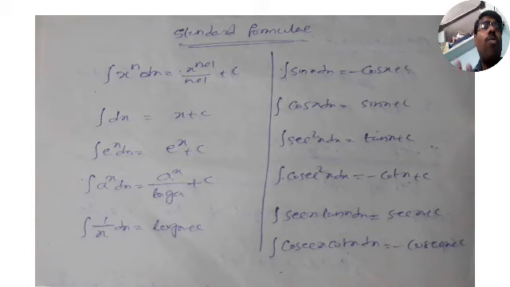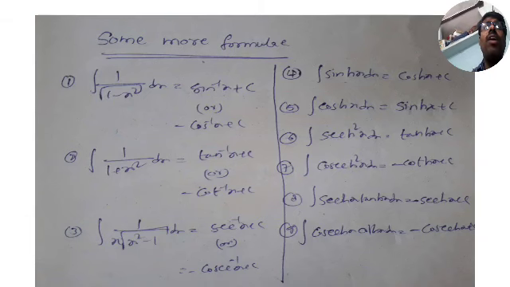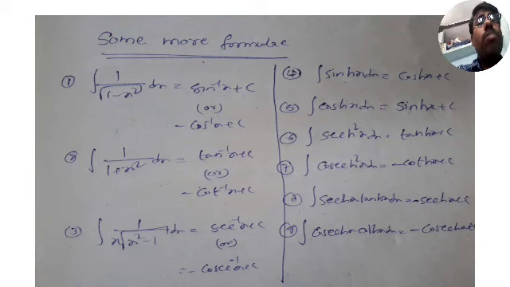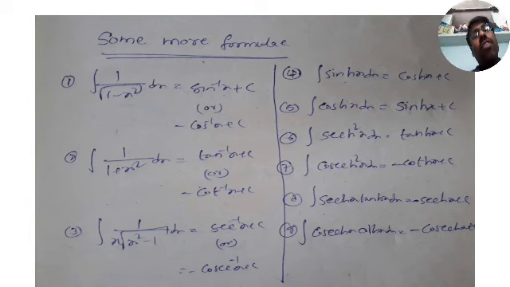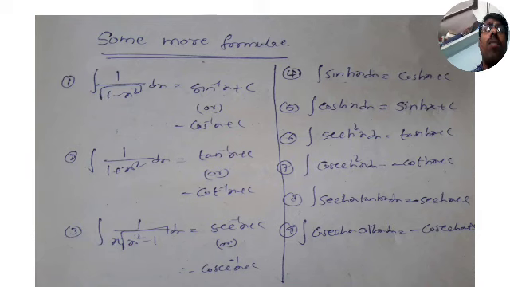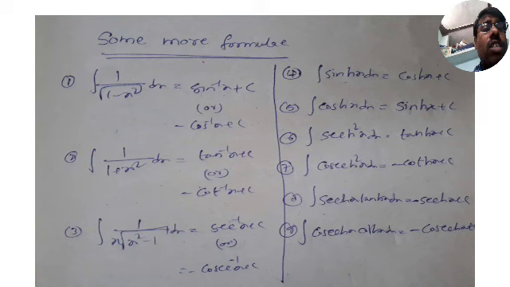Okay, now hide the formulas and tell yourself so that you can check yourself. Are you getting? Next, what else is given? Inverse. Integration of 1 by square root of 1 minus x square dx is sin inverse x plus c or minus cos inverse x plus c. Integration of 1 by 1 plus x square dx is tan inverse x plus c or minus cot inverse x plus c. Integration of 1 by x into square root of x square minus 1 dx is sec inverse x plus c or minus cosec inverse x plus c.